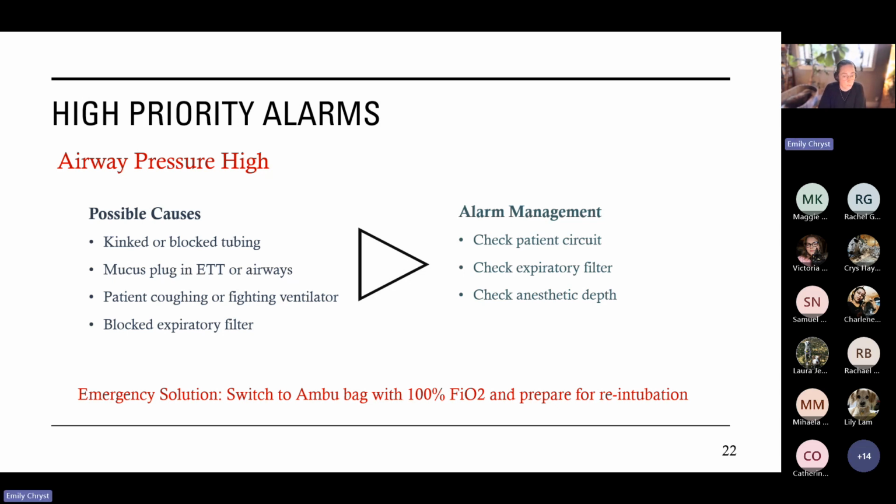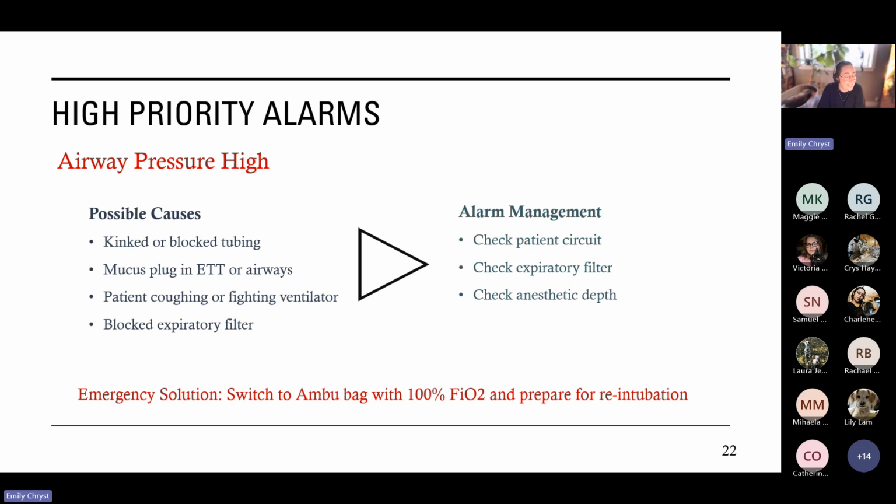So to troubleshoot this, we want to check the patient circuit, we want to check the expiratory filter, and we want to check their anesthetic depth. If a patient's light and fighting the ventilator, that's just as bad as if they had a kinked or blocked tubing. They're going to be breathing against the ventilator and then the ventilator is not going to be effective.